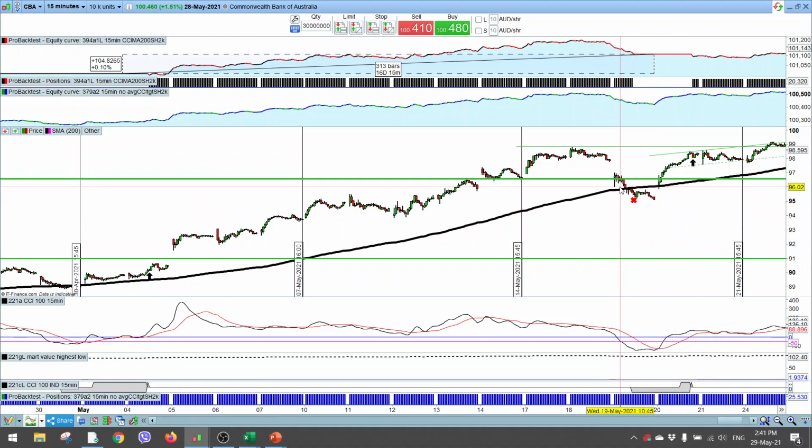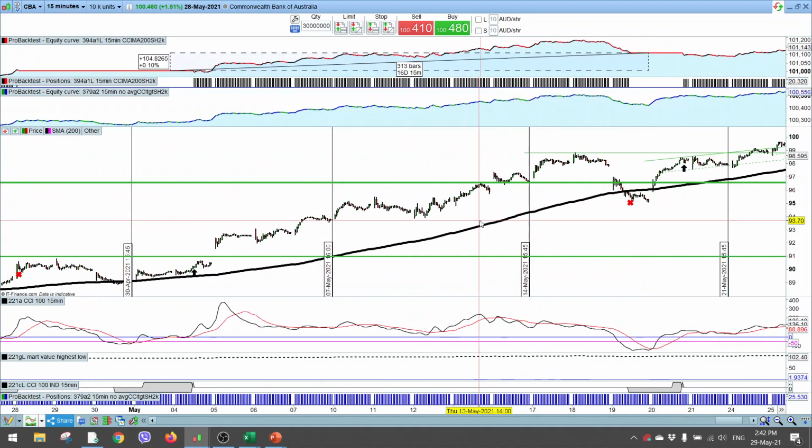So that there was the Wednesday. You could have closed out any time there, or even probably better up around here somewhere. That would have saved you a couple of dollars as well had you closed out a bit higher. So that's the reasoning behind the 15-minute time frame.